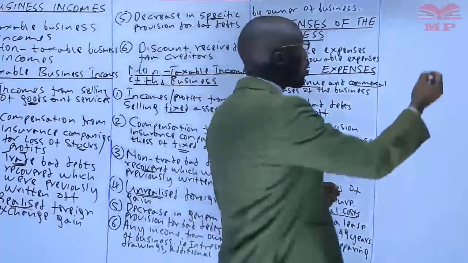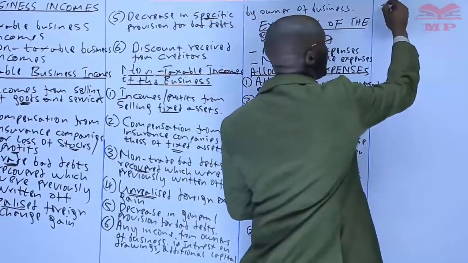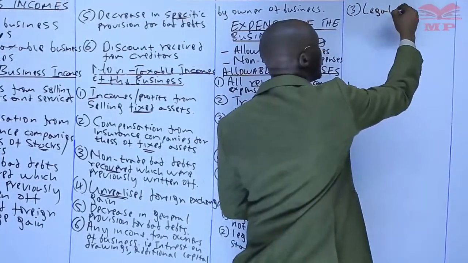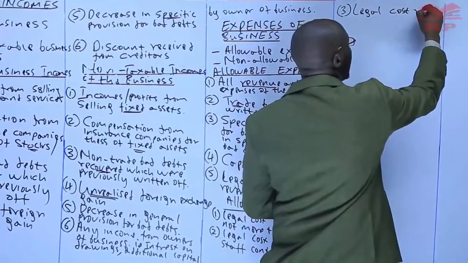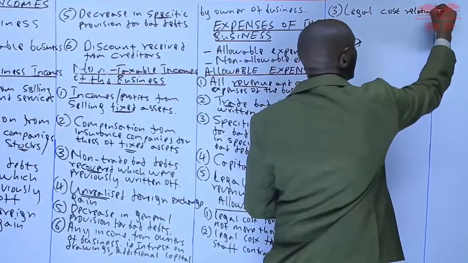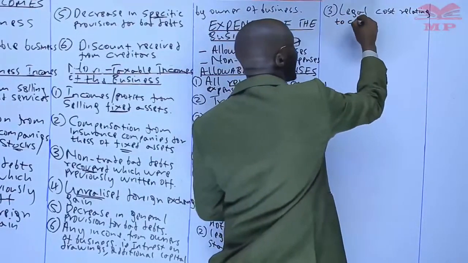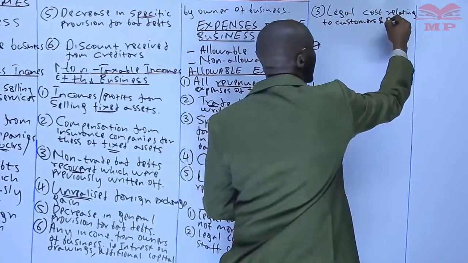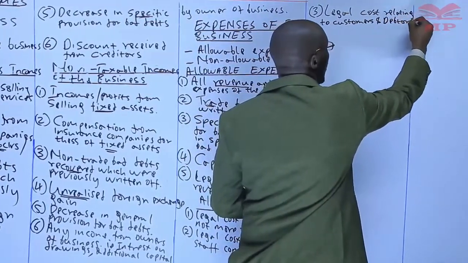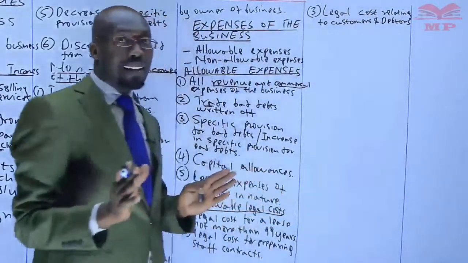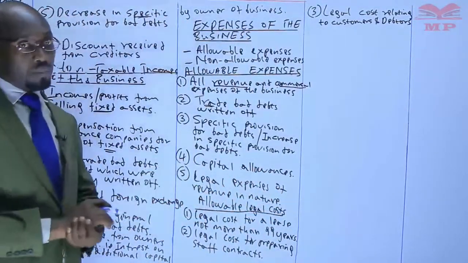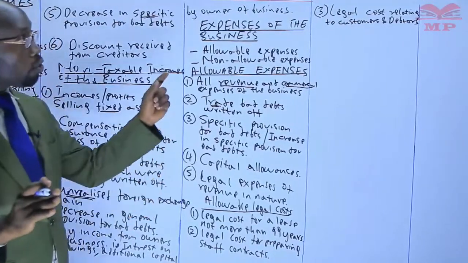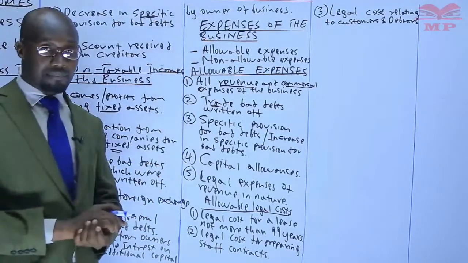After that, we have the third one. We have legal costs relating to customers and debtors. Although debtors are your customers, it's good to specify, because most of the time you find that those legal costs normally relate to the debtors.